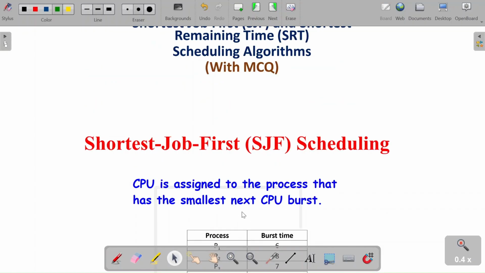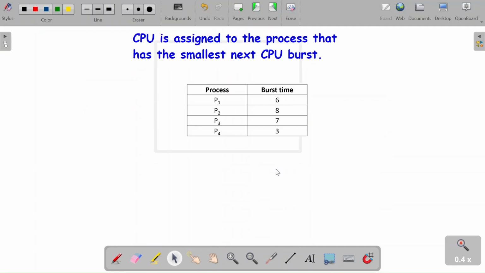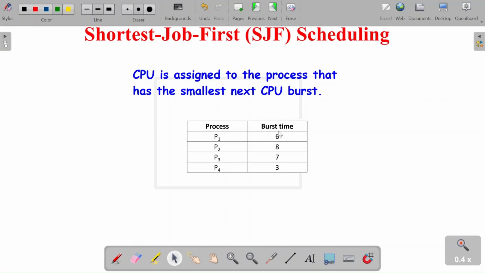First, we'll discuss what shortest job first scheduling is. Shortest job first scheduling is one in which the CPU is assigned to the process that has the smallest next CPU burst. From this we can understand that it purely depends on the burst time. From the burst time, it will pick the process which has the smallest time.